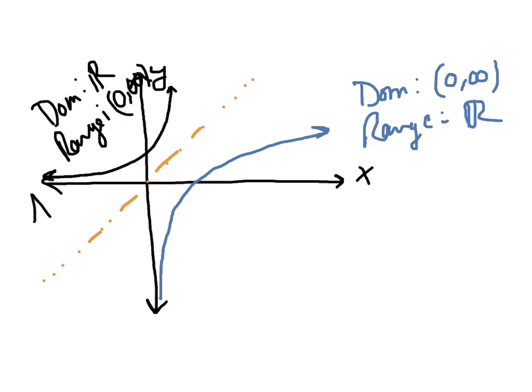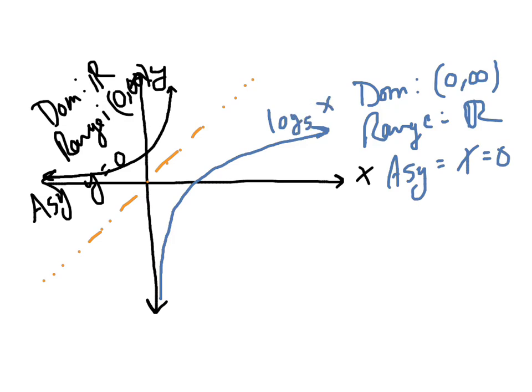When we said our asymptote was y equals 0, now this time our asymptote is going to be x equals 0. Everything about that is just going to flip over. That would be an example of, let's say, log base 5 of x.